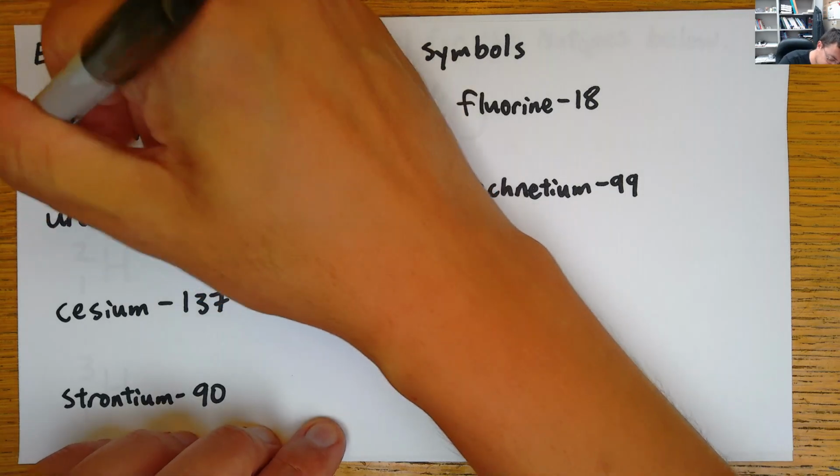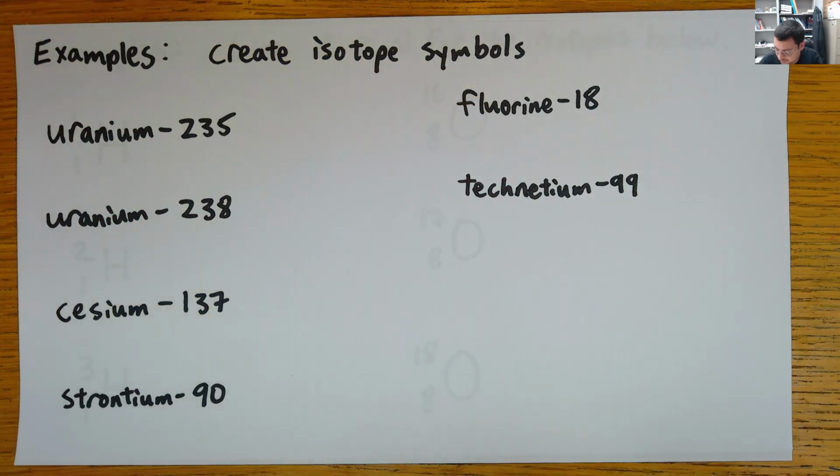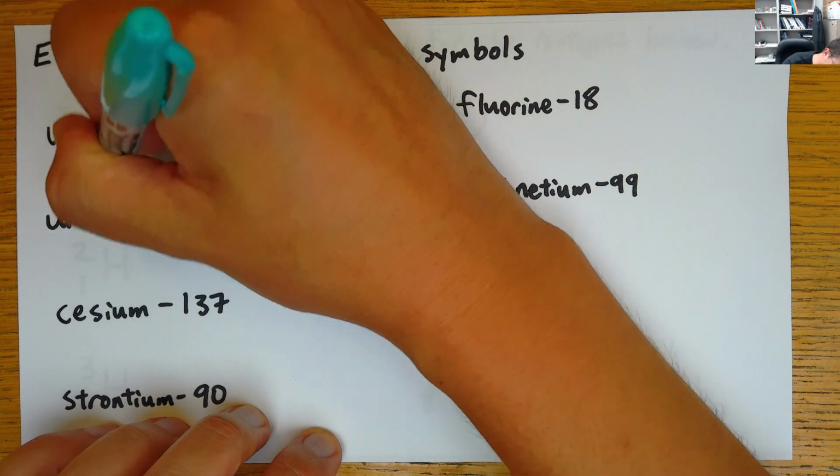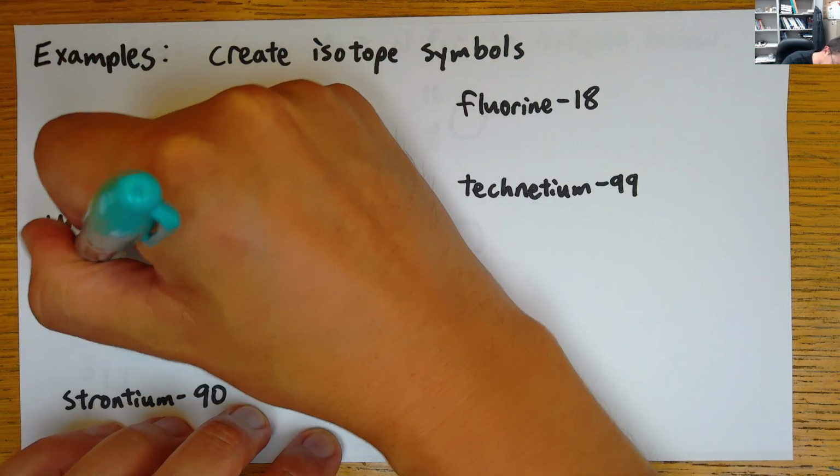All right, so I'm going to take a different color pen so you can see my answers. Of course, pause this video to work on these on your own first, and then we'll compare. All right, so we got a Z of 92. Same for the next problem.